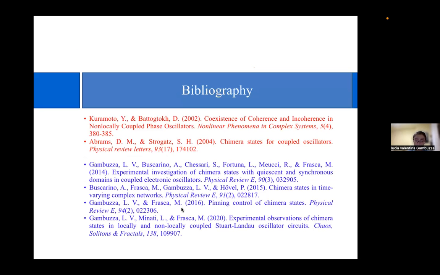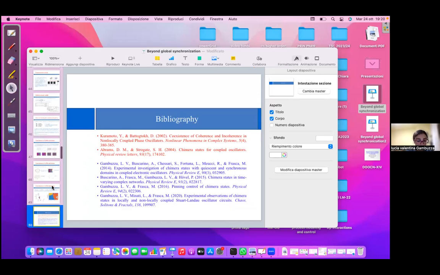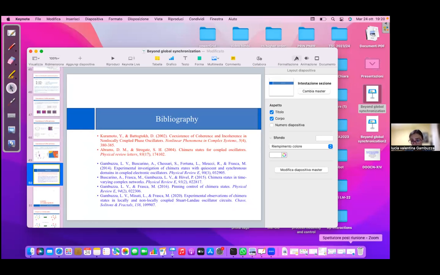Okay, here I have just reported the bibliography. In red, the two starting points: the first one by Kuramoto and Battogtokh, the second one in which the state is termed the chimera state by Abrams and Strogatz, and then our works on chimera states, in particular the two that I have shown you regarding the experimental evidence of chimera states in systems with a small number of units. Okay, maybe it's better to finish here. I don't have time to show you the other things.